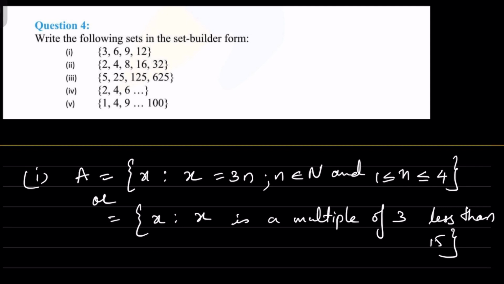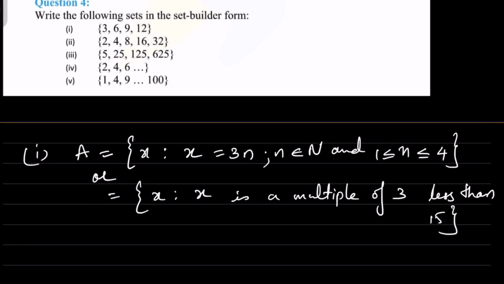So you can see 3, is it a multiple of 3? Yes. Then 6, is it a multiple of 3? Yes. 9, is it a multiple of 3 less than 15? Yes. 12, is it a multiple of 3 less than 15? Yes. So therefore you can see that all these elements which I have written here belong to that roster form set.